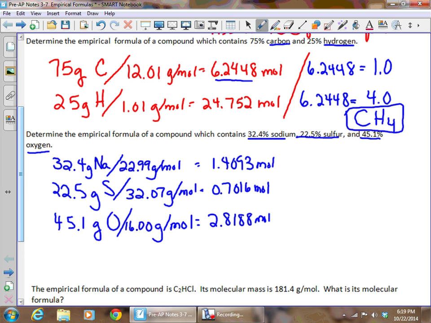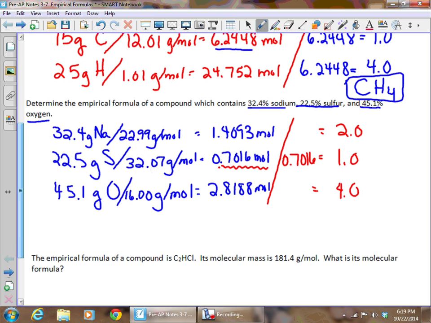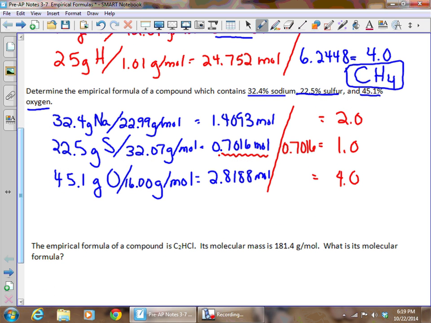What was the next step? Divide by the smallest number, which is our value for sulfur. So we're going to divide all of these, a little bit of a shortcut, divide all of them by 0.7016. And when we do, we get 2.0 for sodium, 1.0 for sulfur, and we get 4.0 for oxygen. On your own, real quick, see if you can come up with the empirical formula for this compound.